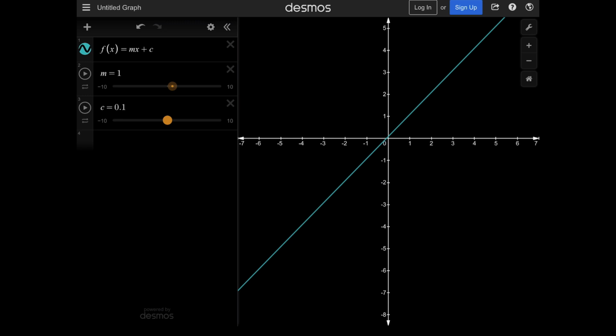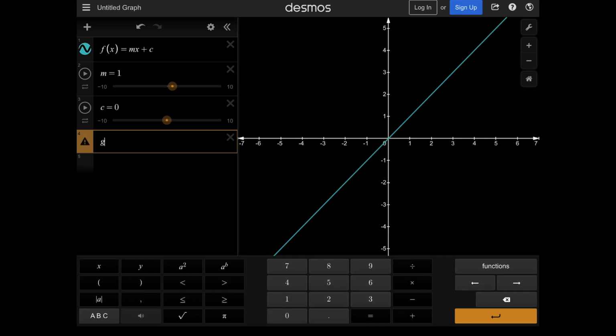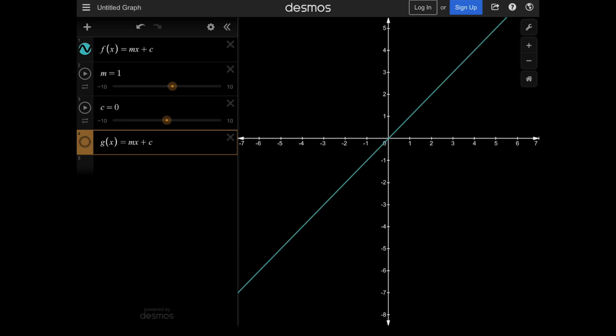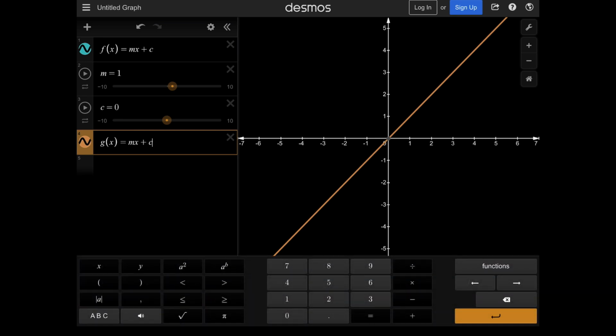Okay, I want to show you some other translations that can also happen to a linear function. And so let me add in a second function here. We'll go g(x) is equal to mx plus c. Okay, so notice now how this orange line, the g(x) line, is actually a copy of the f(x) line, which was the blue one. We can see they are exactly the same function. One is blue, the other is orange.